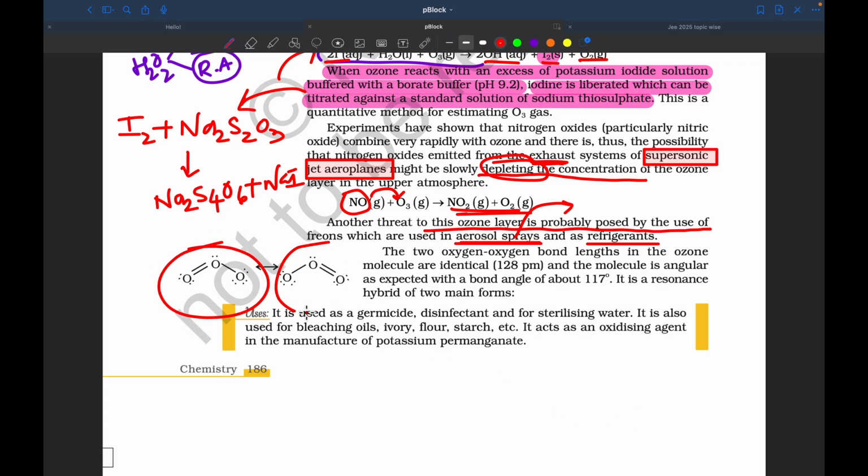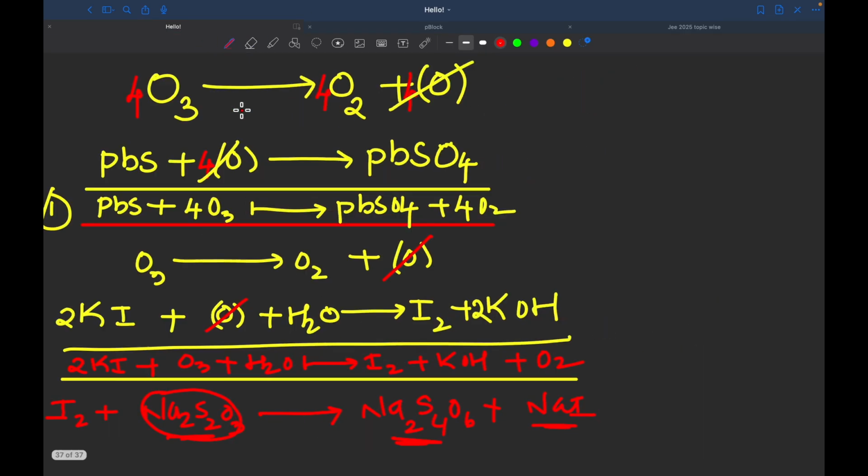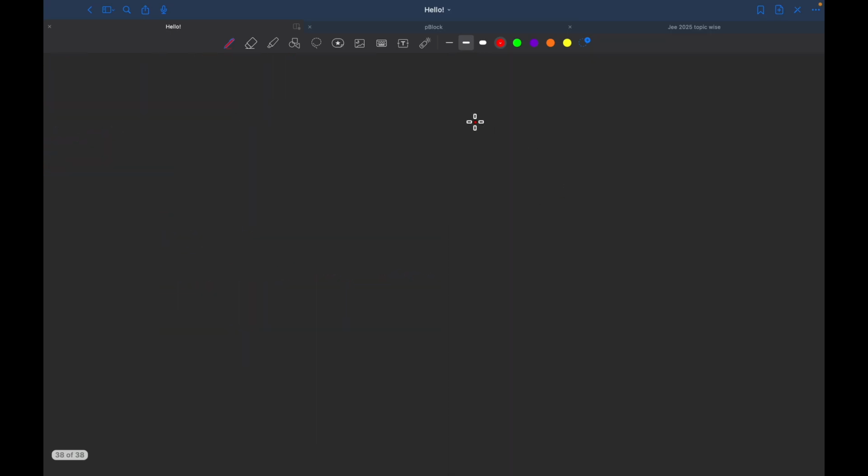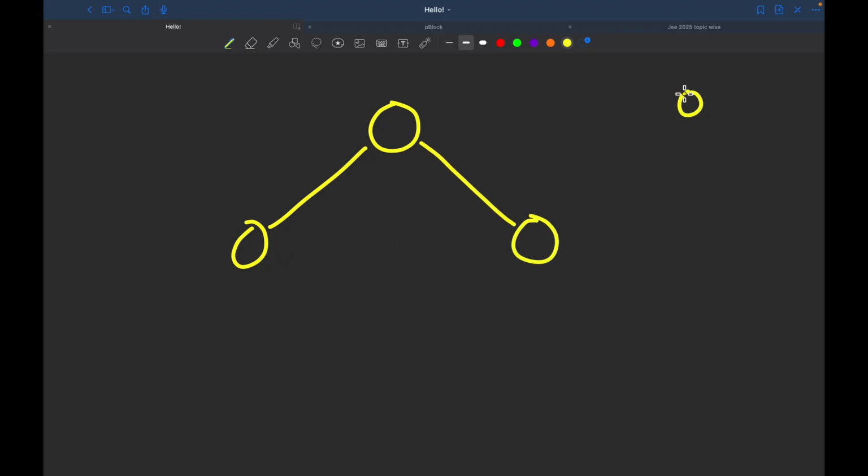So these are the structures of ozone. If you want, I can draw the ozone structure here. Ozone has 3 oxygens: one central oxygen and 2 terminal oxygens. We know that each oxygen has 6 electrons. So this one will have 6 electrons, 1 2 3 4 5 6, right? This one will also have 2 electrons, and this one also 2 electrons. But this one is a double bond, so 2 pairs of electrons are present.